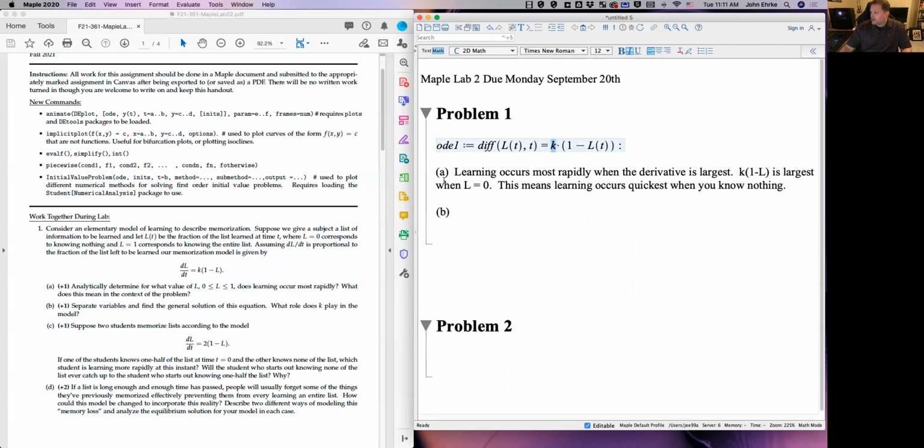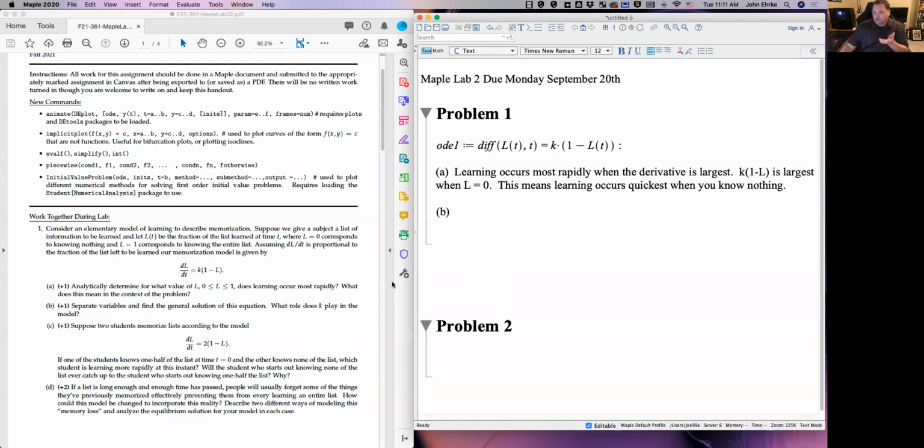And L, if you read this, L corresponds to the fraction of the list learned. So our values of L will always be between 0 and 1 because it represents a proportion of the amount learned here. So if L was 0.5, it means you've learned 50% of the list that you were supposed to memorize.